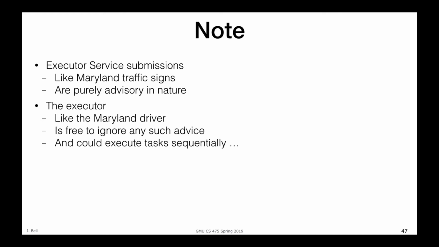The executor is kind of like the Maryland driver. They can see the traffic signs and they could follow them, or they could avoid them. So in the context of our executor, we might hope that all the tasks happen in parallel, but they could totally just happen sequentially.